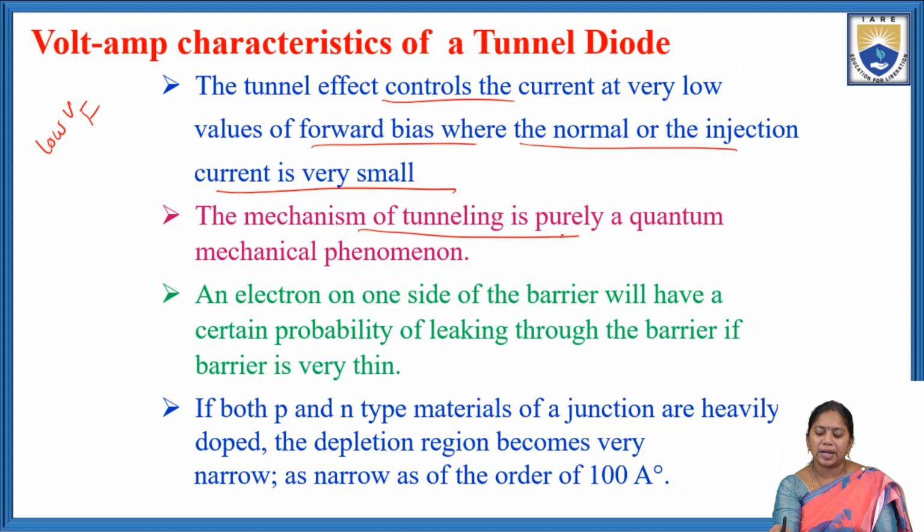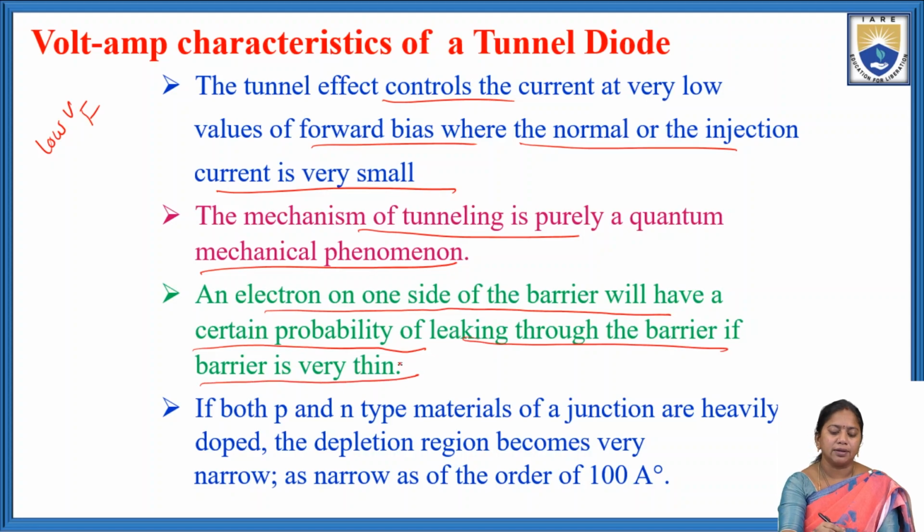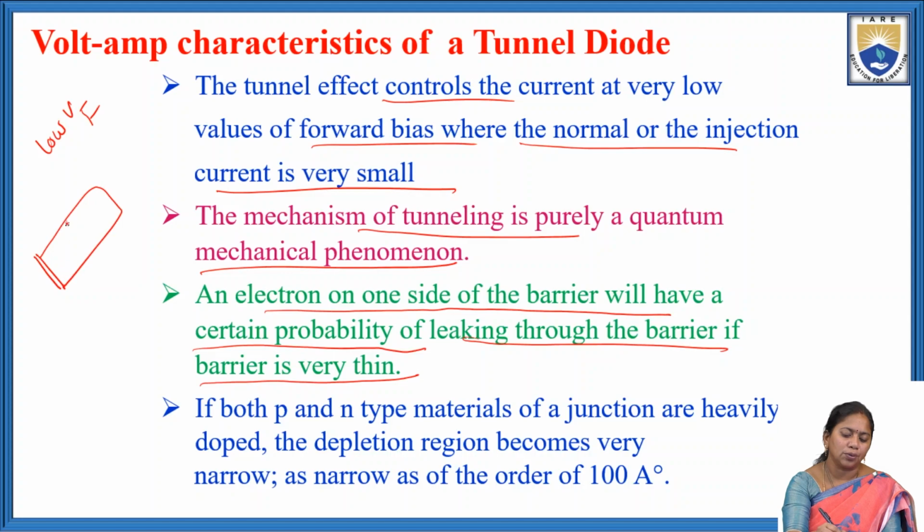The mechanism of tunneling is a purely quantum mechanical phenomenon. An electron on one side of the barrier will have a certain probability of leaking through the barrier if the barrier is very thin. For example, if you take a PN junction diode, here is the P side and this is the N region. Here one region is there, that is a potential barrier.